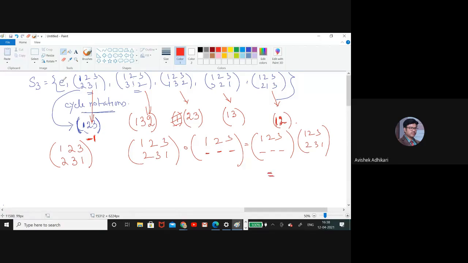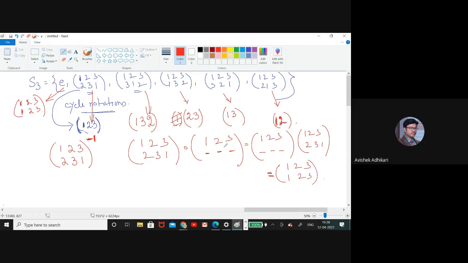This one, E. That means 1 goes to 1, 2 goes to 2, 3 goes to 3, like your birthday cake. You just cut it out and place it in the exact position. That is the identity element. That means it should be 1, 2, 3, 1, 2, 3.